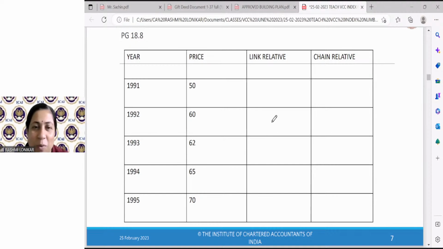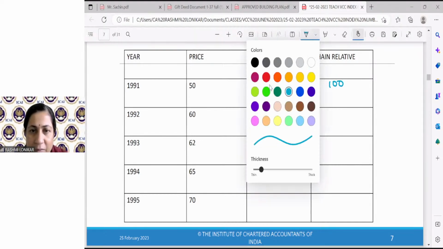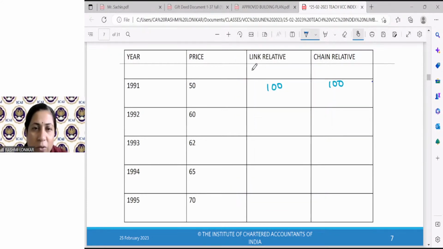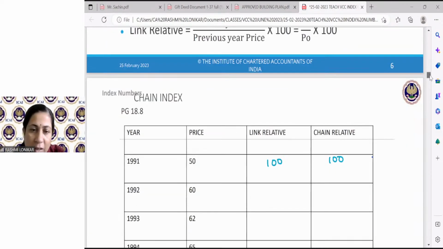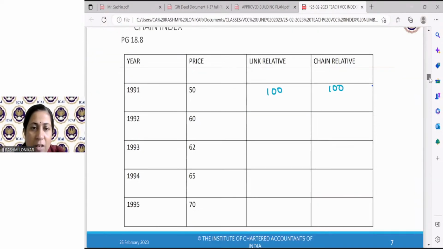Okay. So what will be the link relative here? We take it as 100 and chain relative as 100. Then what do I do? For link relative, the formula is current year price upon previous year price. What is the current year price? Current year price is this for 1992. And this is the previous year price.